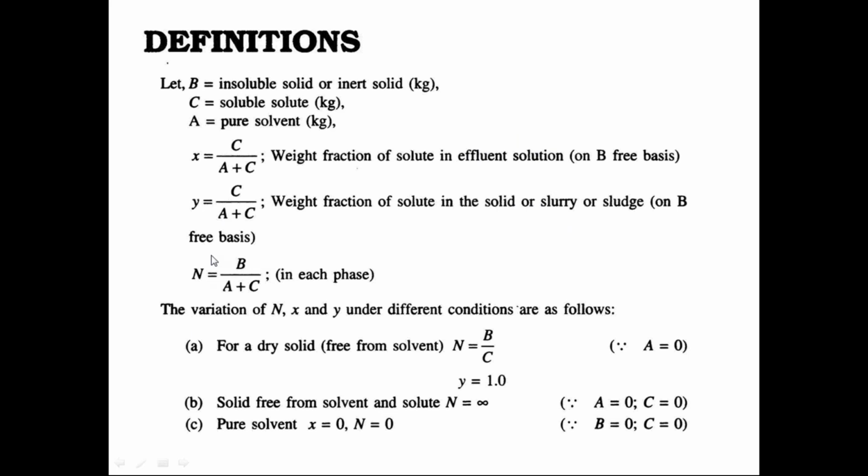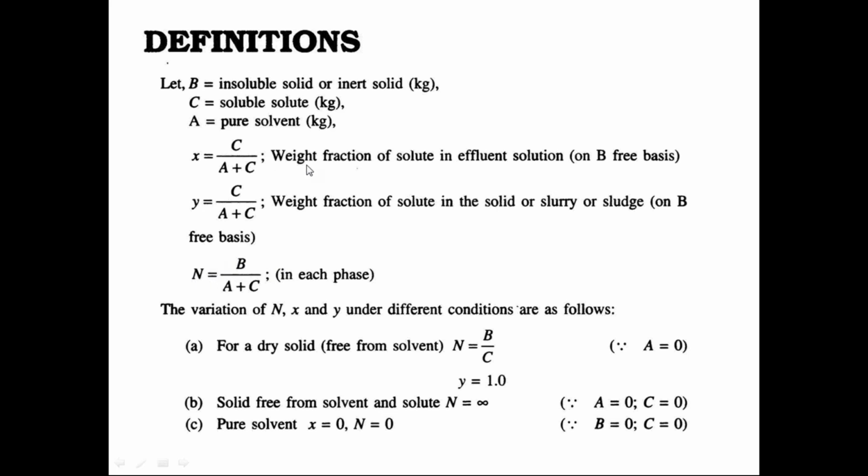So n can be calculated as n is equal to B by A plus C. In each phase you can find out either in the clear liquid phase. If in the clear liquid phase the filtration is 100%, then you don't have a B, so n is equal to 0. In the slurry phase, n will present a maximum value.